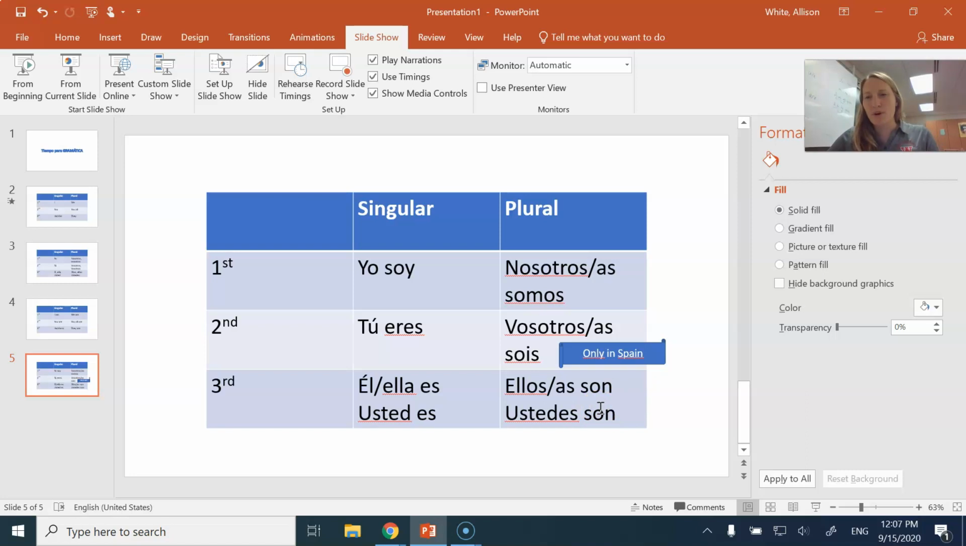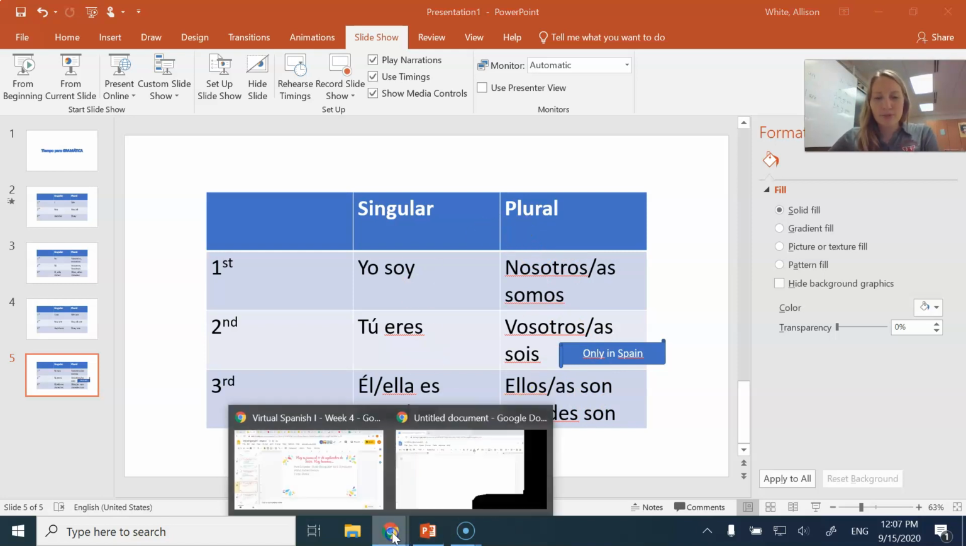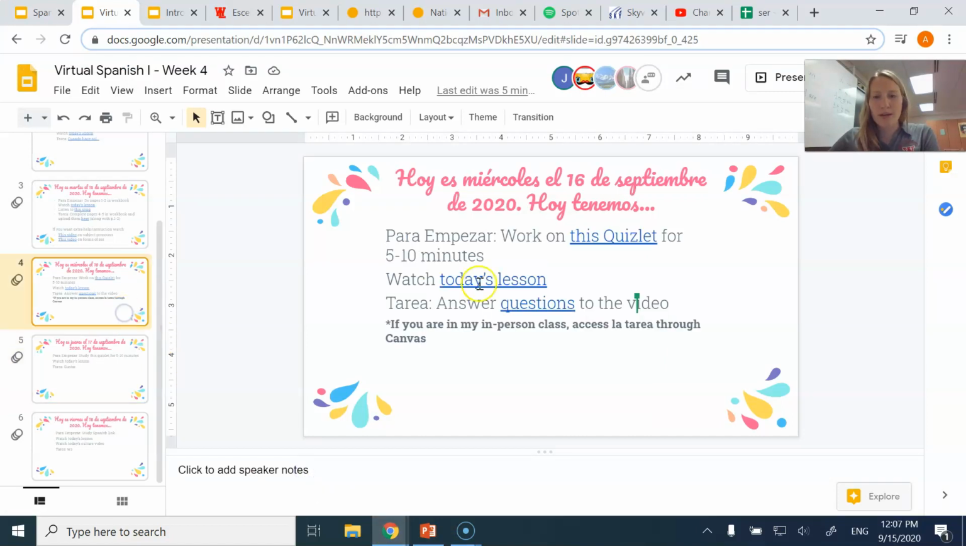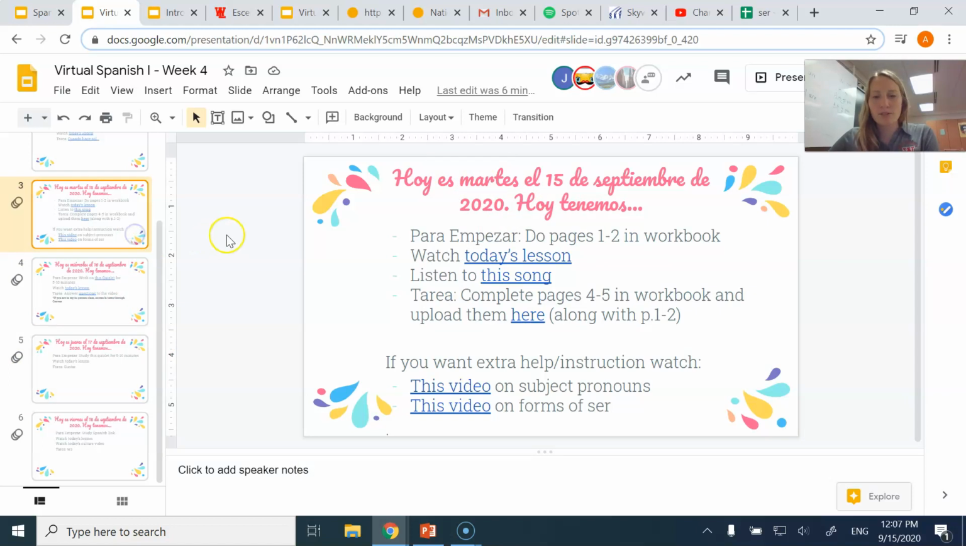We'll talk about that more as we get down the road, keep using verbs and verb charts. But that was just a quick review. Again, if you want to review that more, feel free to go back to Wednesday's slides and Tuesday's slides and watch these videos for more input on subject pronouns and forms of ser.